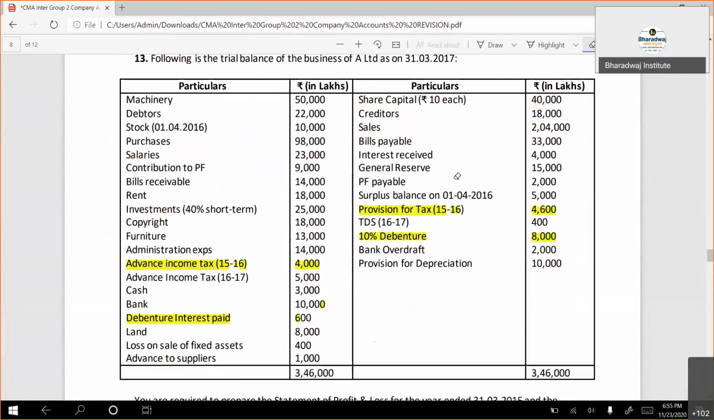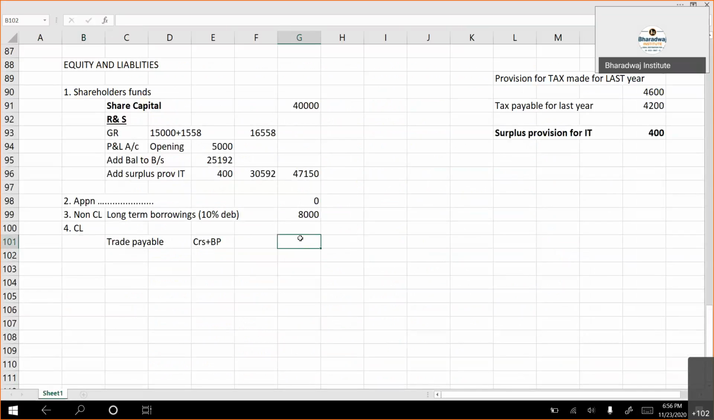What is the creditors balance? 18,000. Bills payable is 33,000. So totally, 51,000. Then short-term provisions. That will come under provision for tax.